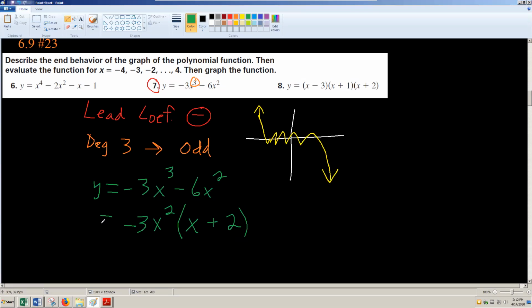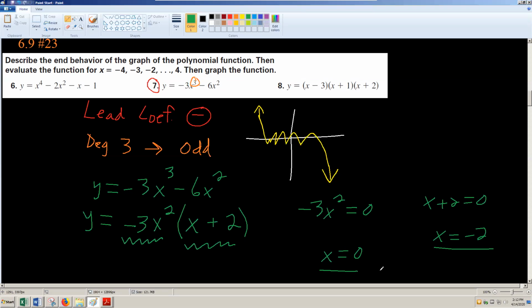So now I've got y equals this chunk times this chunk, and I'm going to set each of those chunks equal to 0. The first one, -3x squared equal to 0, will give me x equals 0. The next one, x plus 2 equals 0, will give me x is -2. These are my two zeros. So in my graph, instead of just doing the high level thing, I'd be looking at a point at 0 and another one at -2.